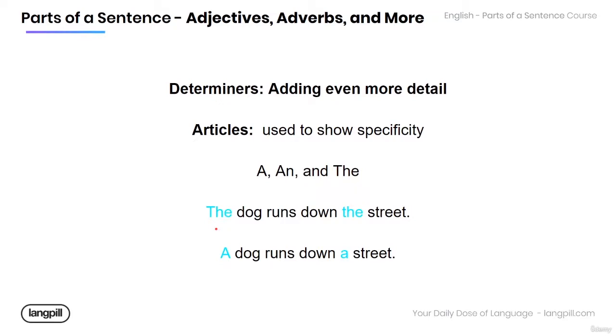Okay? So we have the dog runs down the street, or a dog runs down a street. Maybe to someone who hasn't spoken English very long, this might be the same, but actually it's a little different. When I say the dog runs down the street, it's more specific, right? The dog, we're talking about a specific dog. The dog is running down the street, okay? Specific. But if I say a dog runs down a street, to me, that sounds like just any dog is running down any street, okay? Not specific.